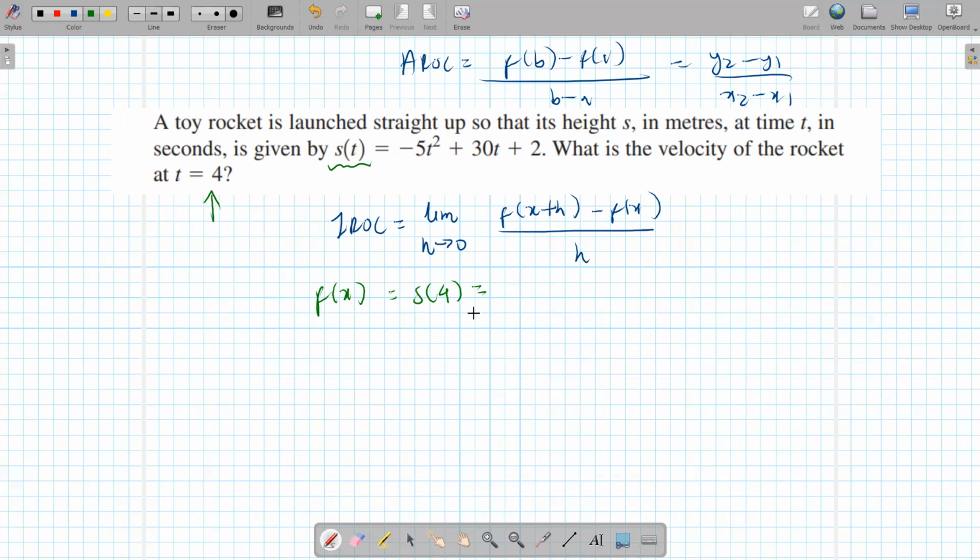Do you plug in x is 4? Yeah, you want to try it? Do you have a calculator? Try it and be careful with the negative 5. You tell me what you get and I'll tell you if you did it right or not.